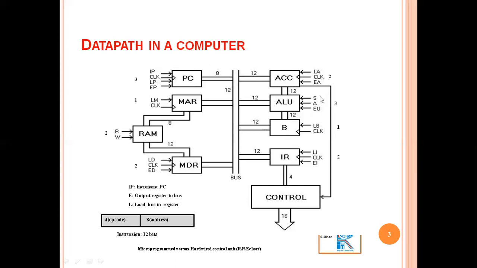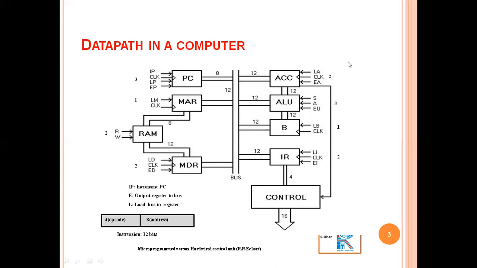Here there are three control signals: S, A, EU. Here there is one control signal only, that is LB, load B. That means data will come from the particular bus to register B, if this is activated, meaning 1. And here there are two control signals.